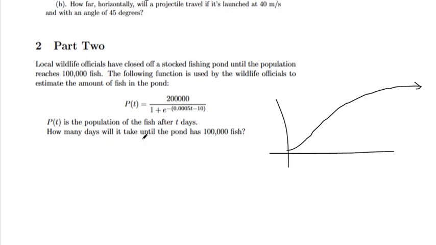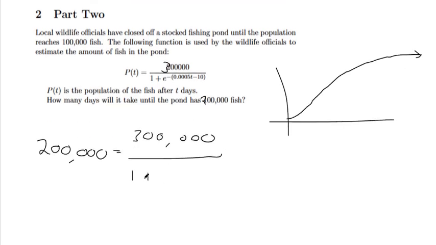They want us to say how many days will it take until the pond has 100,000 fish. So I'll do 200,000. I'll keep everything else the same. We're looking for time. They said how many days. So we're trying to solve for t. The 200,000 is a population, so I'm going to plug that in over here in the formula. 200,000. And then, oh, I got to change this number too, because that's max capacity. So let's change it to 300,000, because I might give away a trick. 300,000 over 1 plus e to the negative 0.0005 t minus 10. You're trying to solve for t.